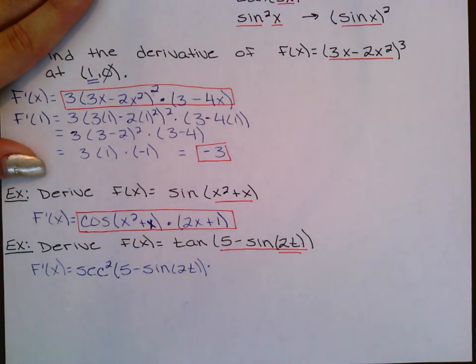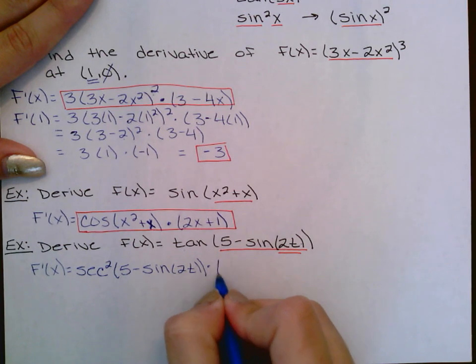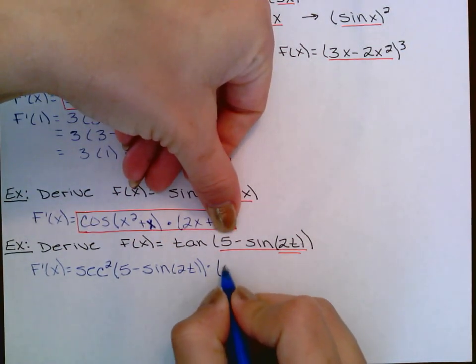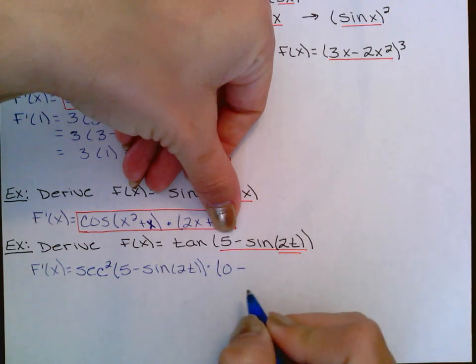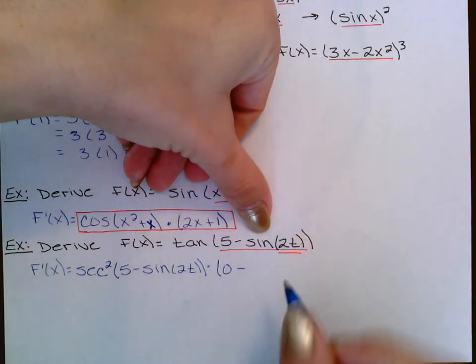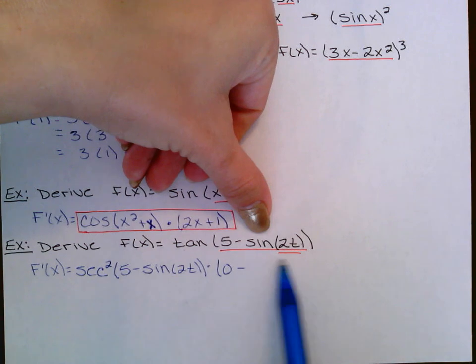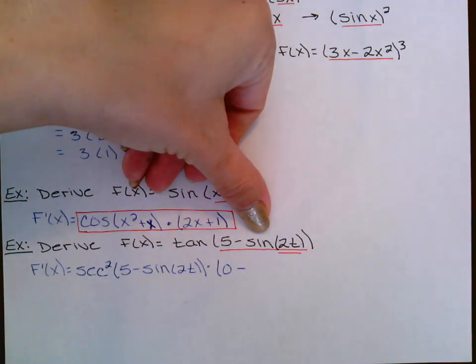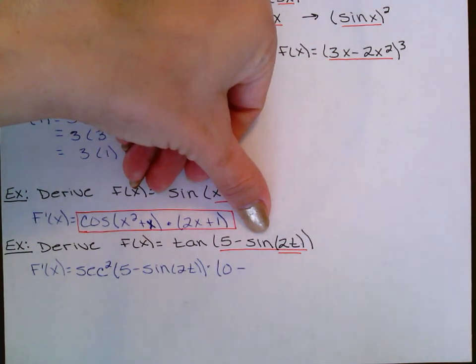Then the rule says to do derivative of the inside. So if I go to do the derivative of the inside, derivative of 5 is 0 minus. Now, when I go to do derivative of sine of 2t, here is where I have my second chain rule happening. So if you follow the order, it should naturally approach you, okay? Don't try and figure out the whole answer at once, okay?